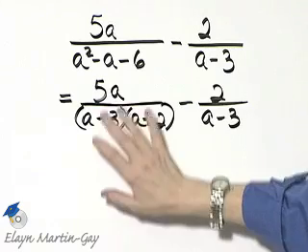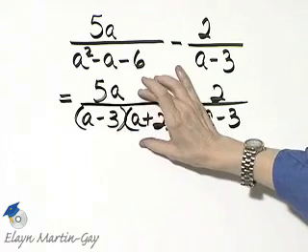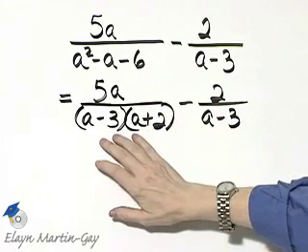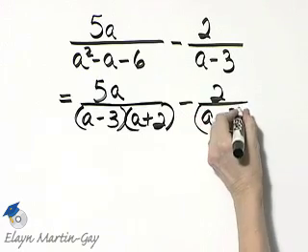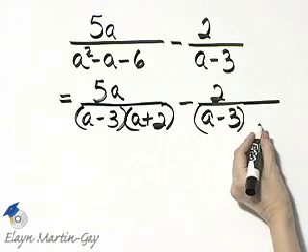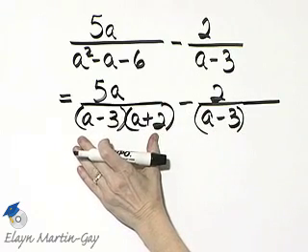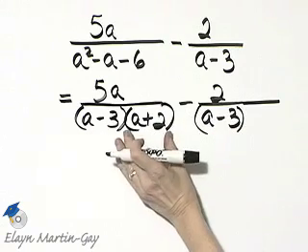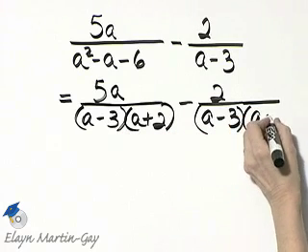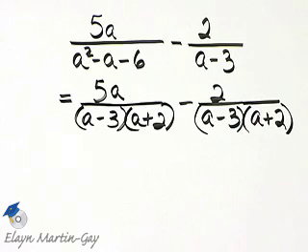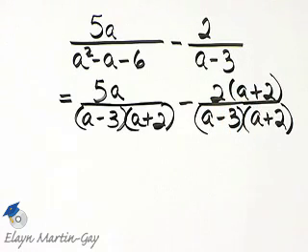So I want to rewrite each fraction so that it has this denominator. Now obviously this fraction already has this denominator. Let's look at this rational expression. What would I multiply the denominator by so that it looks like this denominator? I would multiply this denominator by a plus 2. I'll do it right here. If I multiply the denominator by a plus 2, I must multiply the numerator by a plus 2.